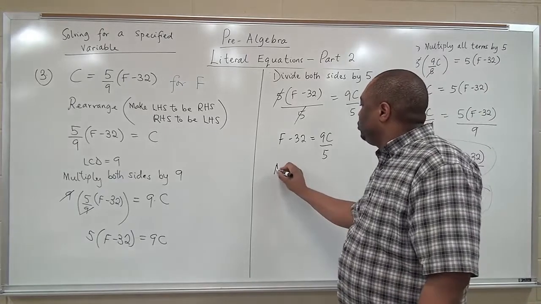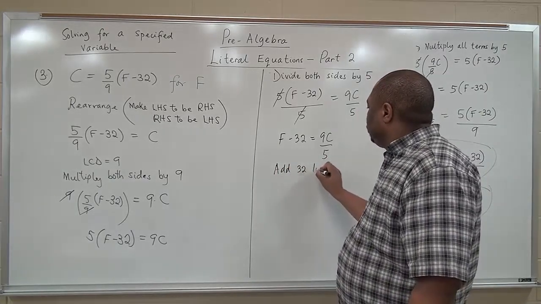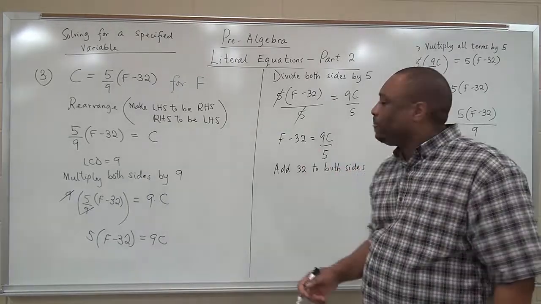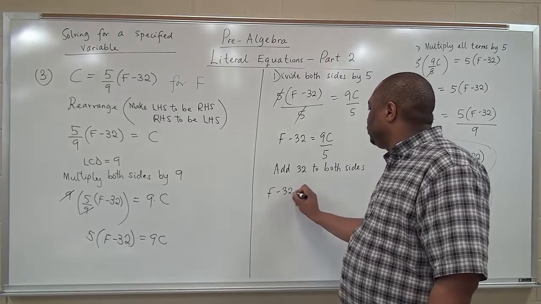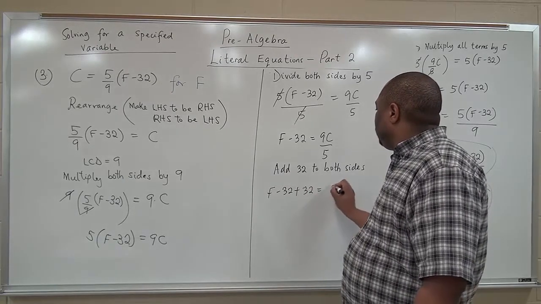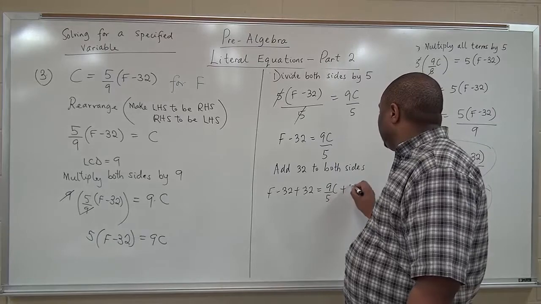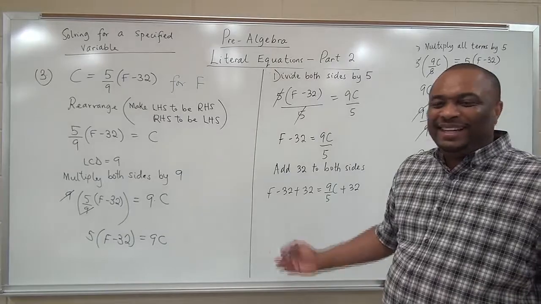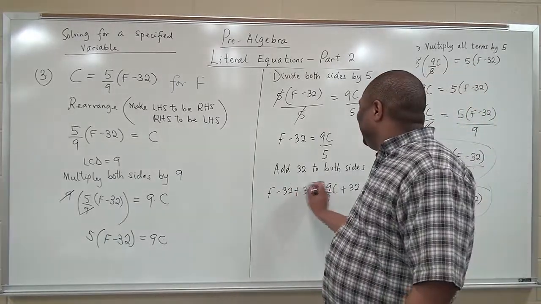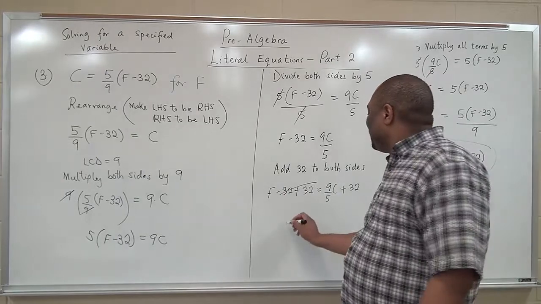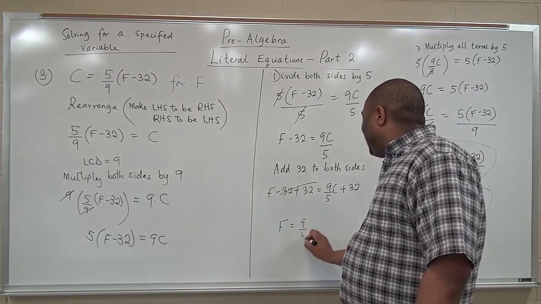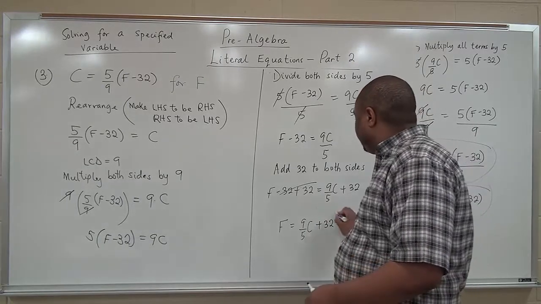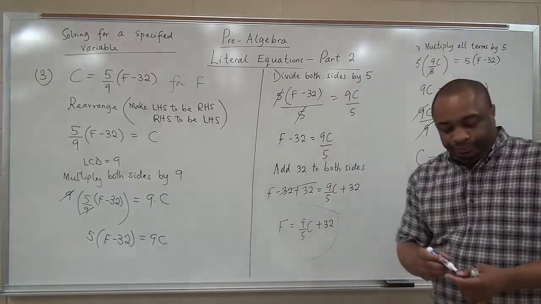So you now add 32 to both sides. And when you do that, of course, you have f minus 32 plus 32 equal to 9 over 5 times c plus 32. I mean, you don't need to write all this, but I just decided to write this. So minus 32 plus 32 is 0. So f will now be 9 over 5 times c plus 32. Back to what we got before.